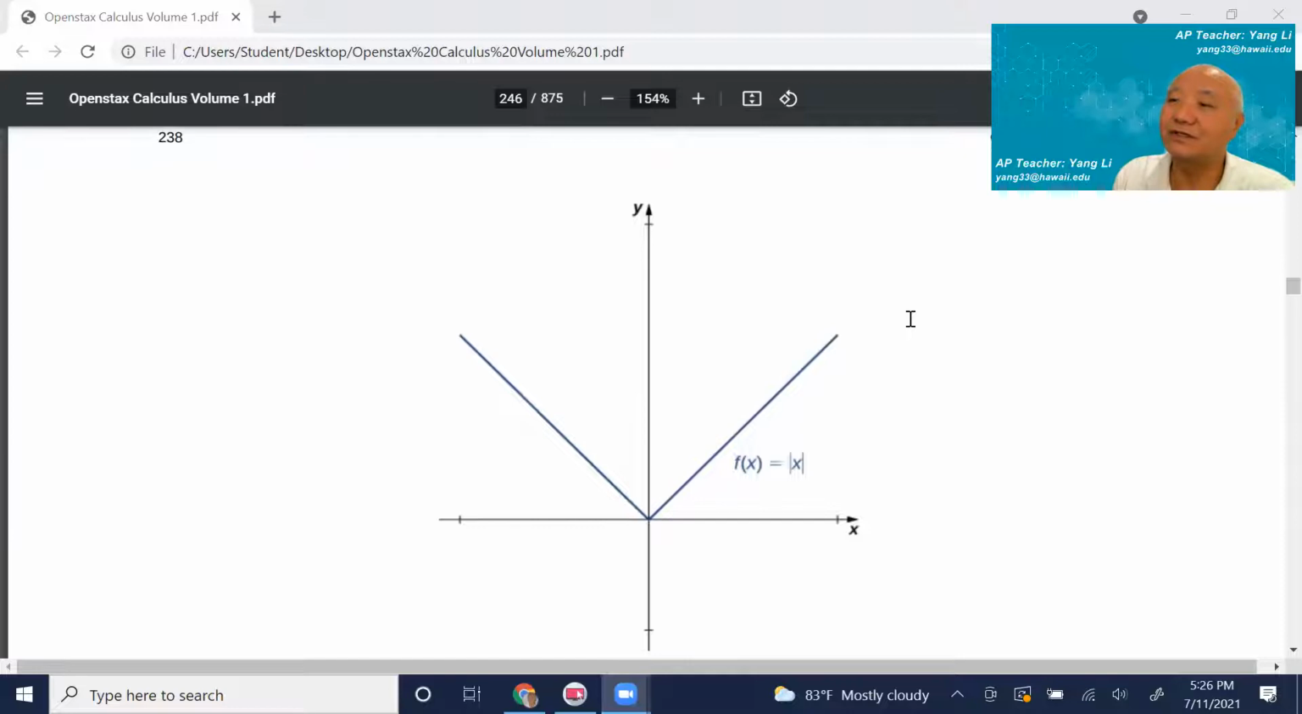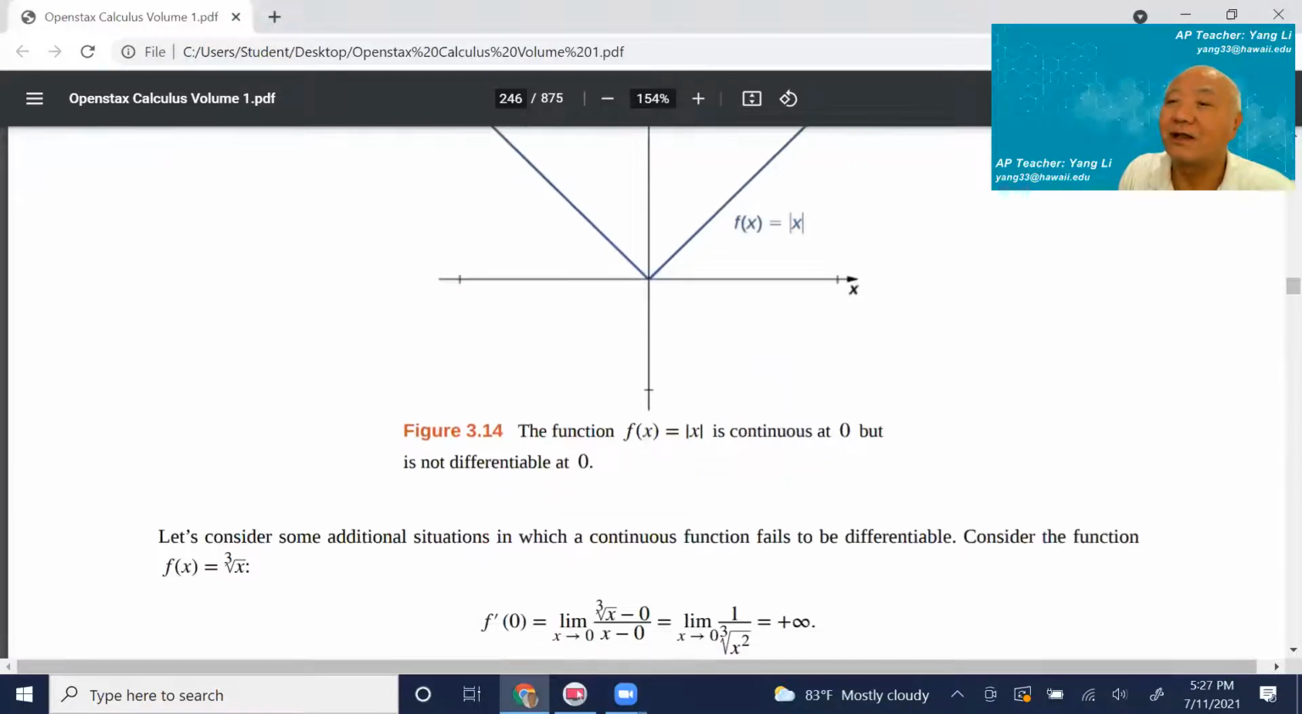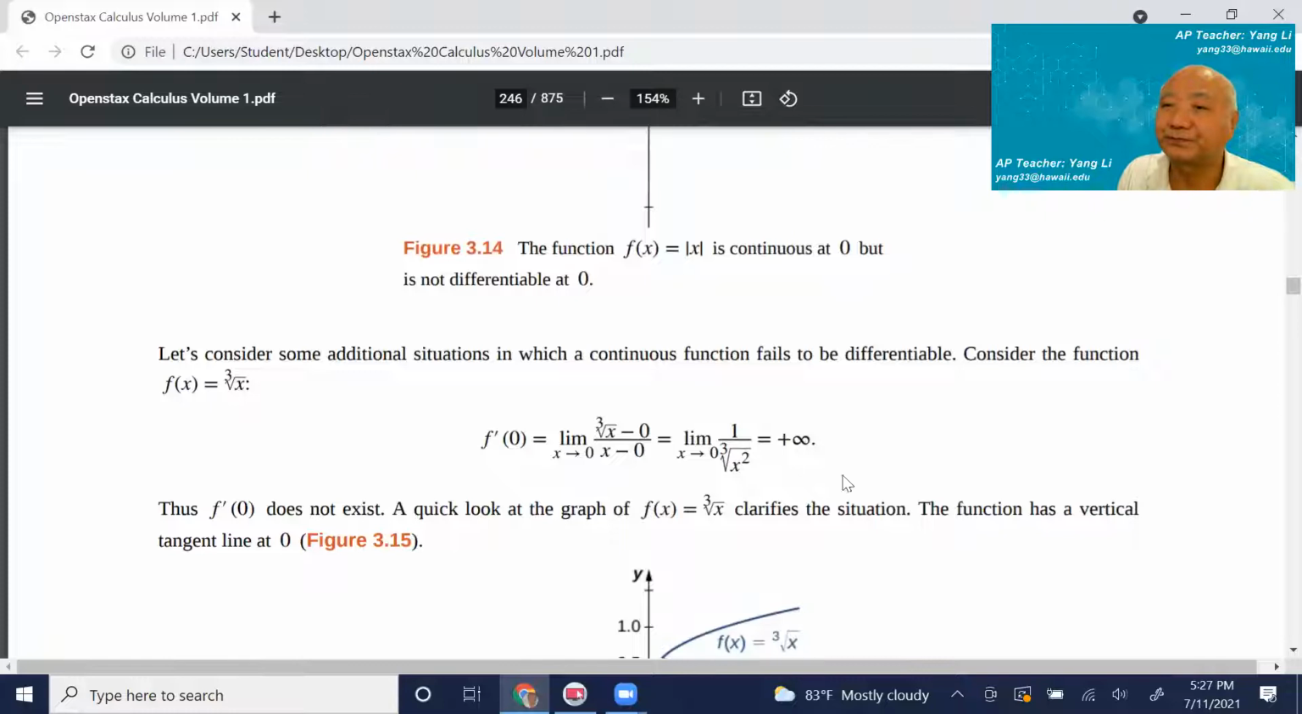When you graph it, you can see that this is the graph of f(x). On this side there is a positive slope. On this side, what? It's a negative slope here. See that? So the left derivative and the right derivative are not the same. That means the derivative at x equals 0 is not defined. Okay, this is one of the things we can do.